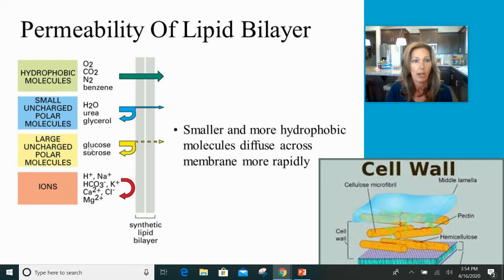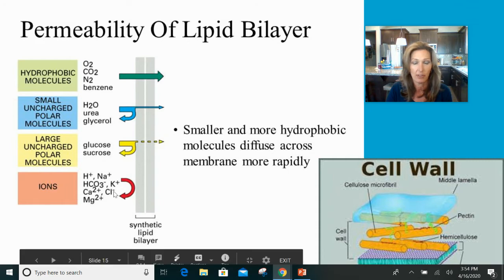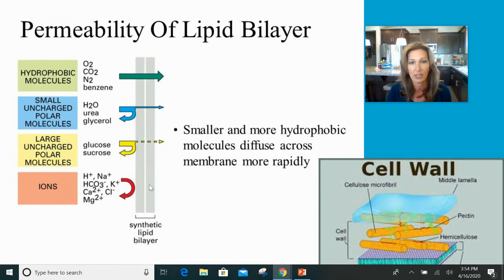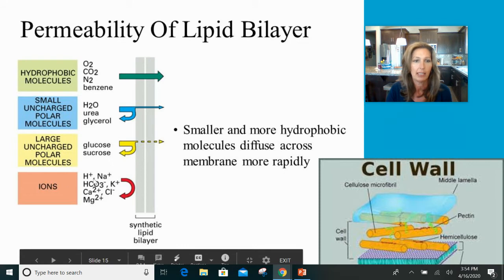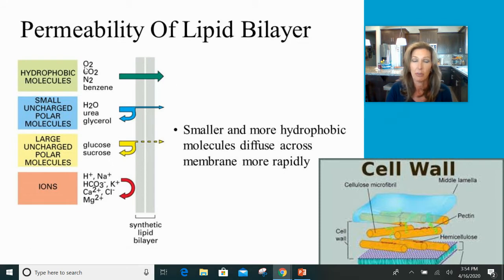particles. Large uncharged polar molecules, however, like glucose and sucrose, those cannot get through unless there's a facilitated diffusion happening, and then also ions. So charged particles cannot get through that lipid bilayer. So we need to make sure that we understand oxygen, carbon dioxide, those can readily diffuse.